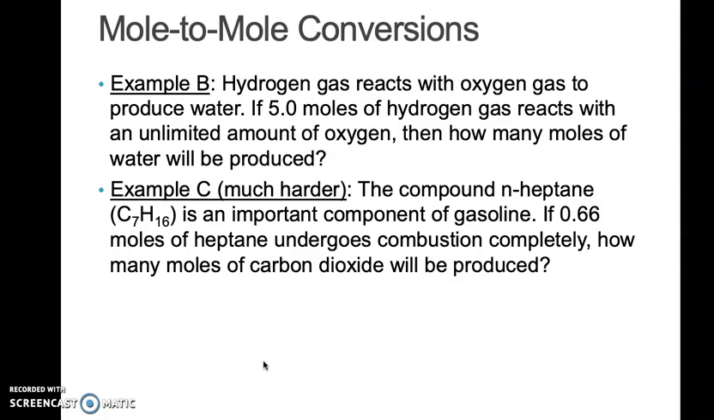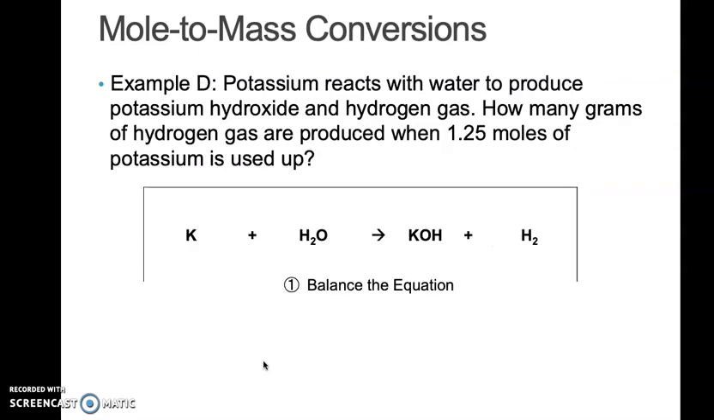And then we're converting from moles to moles, which is a really easy conversion. Okay. Now we can do moles to mass. This is example D, and this is number 8. Number 8 says potassium reacts with water to produce blah, blah, blah. It's the same reaction. How many grams of hydrogen gas are produced when 1.25 moles of potassium is used up?